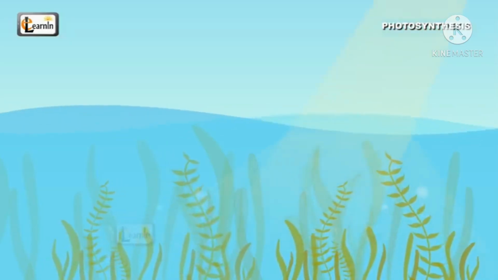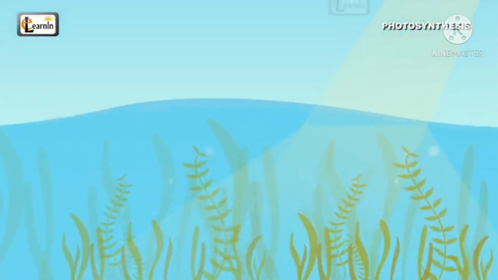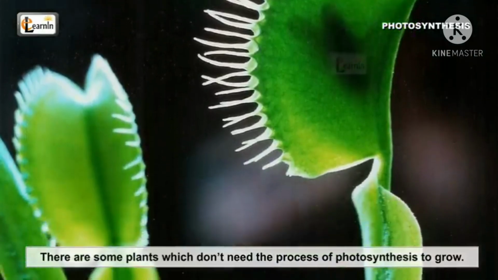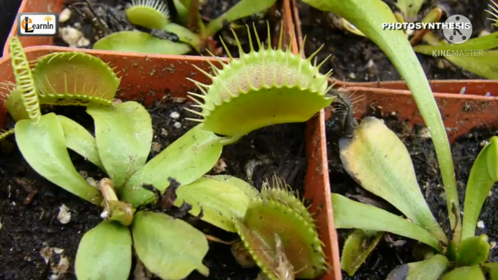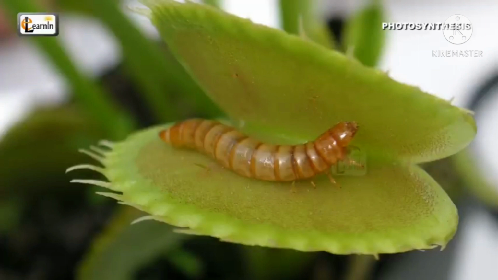Underwater photosynthesis takes place at a slower pace than the normal photosynthesis. This is because energy from the sun is absorbed by the water layers and only some amount of energy actually reaches the plant. There are some plants which don't need the process of photosynthesis to grow. Such plants include mushroom, Venus flytraps, etc. Mushrooms get their food from the ground and from their surrounding areas. Venus flytraps trap and catch small insects which come near the leaves and eat them.